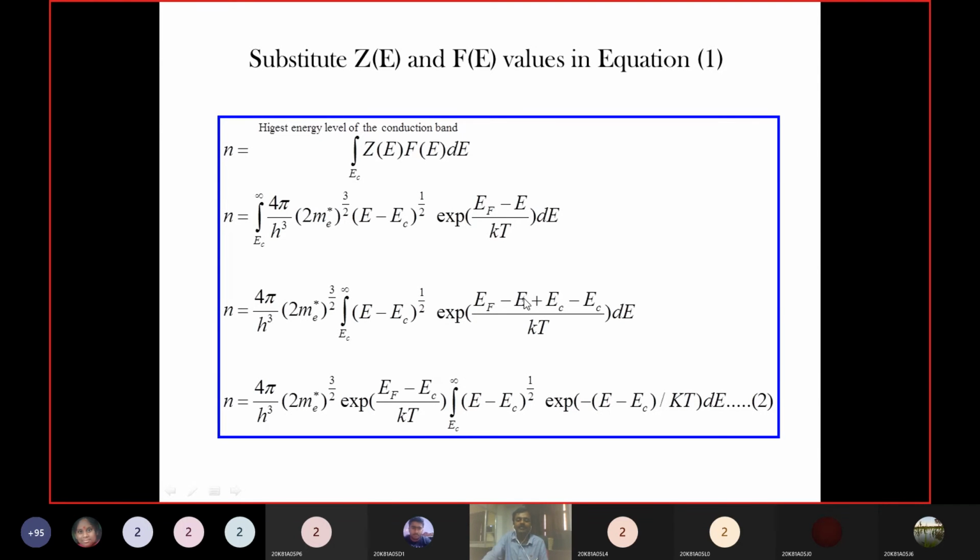E means the energy of the electron, so for different electrons the energy will be different. The Fermi level is constant. EC, the minimum energy of the conduction band, is also constant. Only E, the energy of the electron, varies. Different electrons have different energies, because we are taking so many electrons, with the range from EC to infinity.